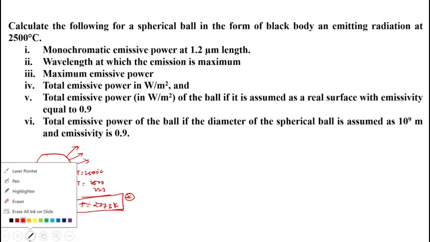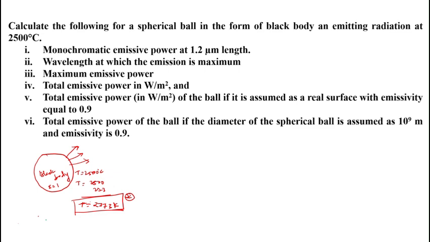First, we're going to find the monochromatic emissive power at a given wavelength. The wavelength is given and the temperature is given. What is the formula to find emissive power? That is Planck's law, Planck's formula.